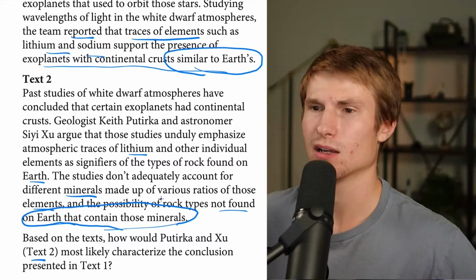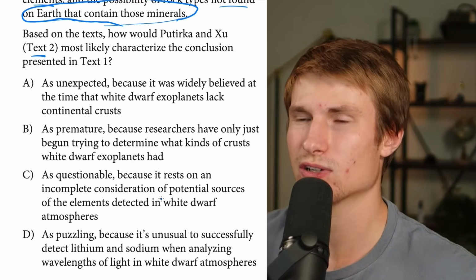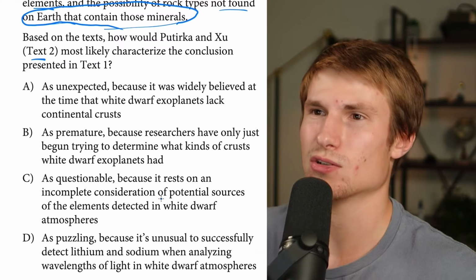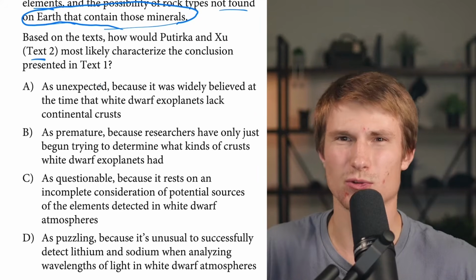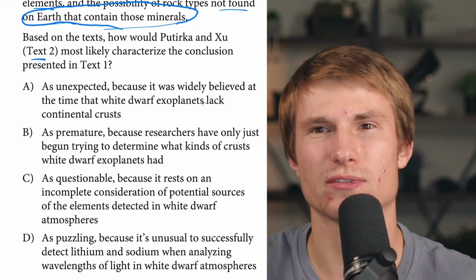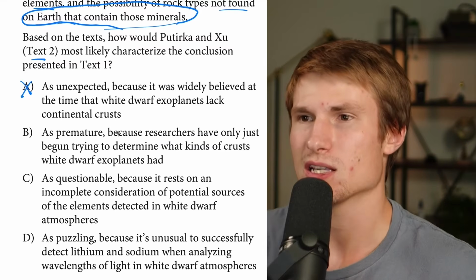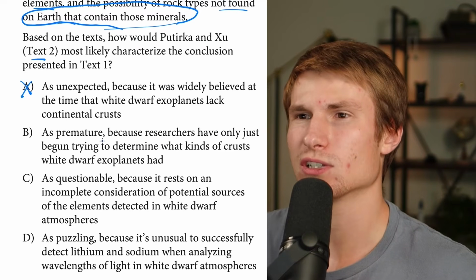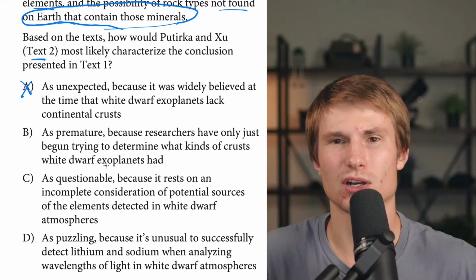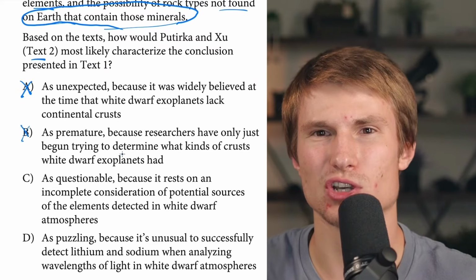All right, so we've got option A. Based on the text, how would Putorka and Zhu, Text 2, most likely characterize the conclusion presented in Text 1? Option A is as unexpected, because it was widely believed at the time that white dwarf exoplanets lack continental crusts. No, there's no textual support for that. B, as premature, because researchers have only just begun trying to determine what kinds of crusts white dwarf exoplanets have. We don't really state that researchers just began trying to determine this.